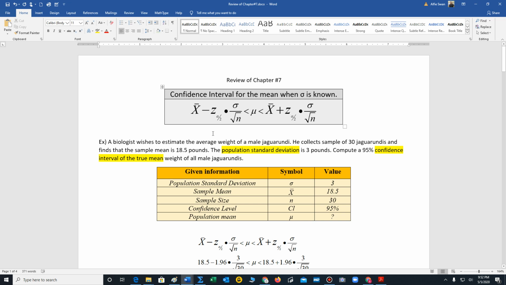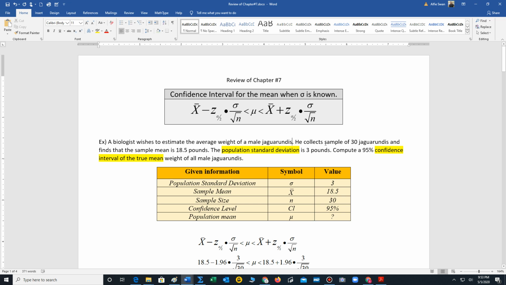We use our normal distribution. We're assuming that the population standard deviation is known, and we look up our corresponding z-value in table F. So let's work out an example. A biologist wishes to estimate the average weight of male jacarandis. It's a type of wildcat that lives approximately in South America.